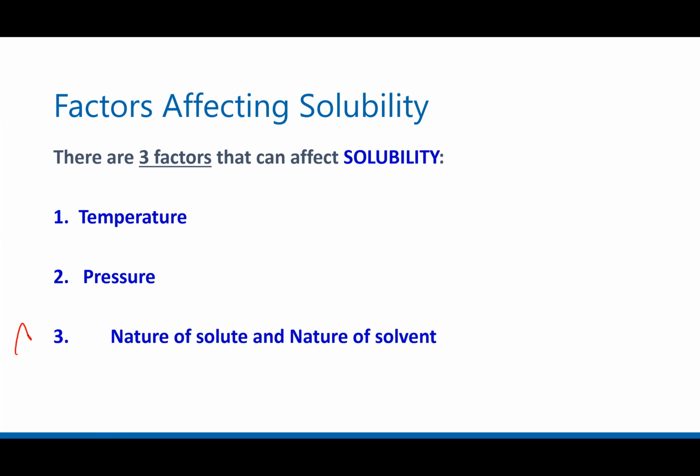And this factor is so simple that it can be confusing. The nature of the solute and the nature of the solvent. Now, what I'm saying here is, do they even mix? Or does it even dissolve? I'll give you an example.